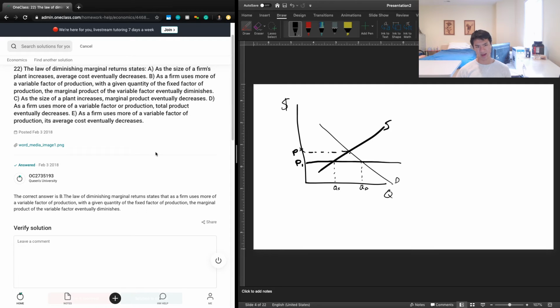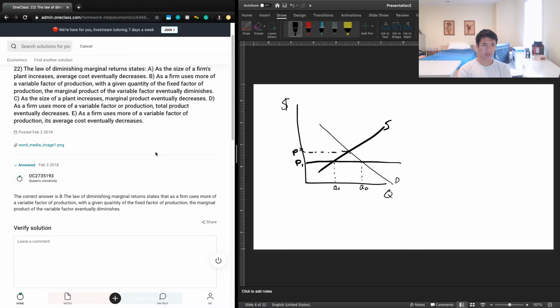And second, average cost eventually decreasing refers primarily, I would say, to maybe economies of scale. And so as the size of a firm's plant increases, average cost is going to decrease to a certain extent, but as you continue to increase, the average cost is still going to increase overall, because the law of diminishing marginal returns states that I guess it becomes more expensive to incorporate fixed factors or variable factors of production over time. And so we would not necessarily see that average cost is going to be really decreasing forever. So we're not going to favor choice A.